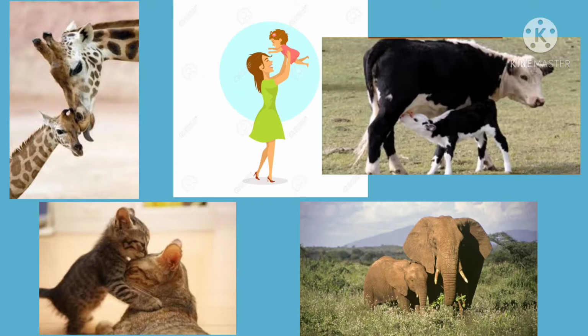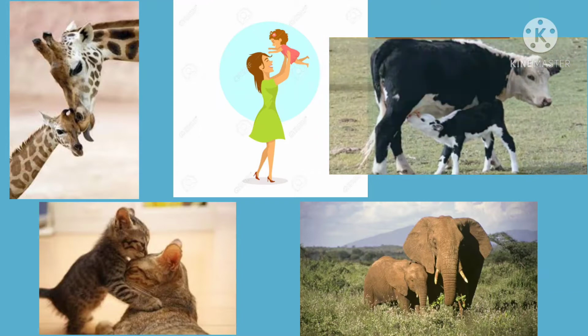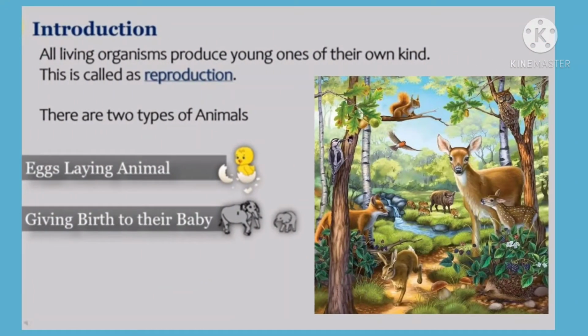is called reproduction. So it is through reproduction that life keeps on existing on our planet Earth. In other words, we can say all living organisms produce young ones of their own kind, and this is called reproduction. And students, reproduction takes place in two forms. First is by laying eggs, and second is giving birth to babies. And different animals are classified into these two categories on the basis of their process of reproduction.